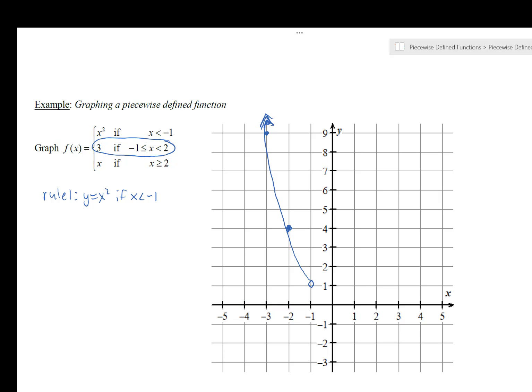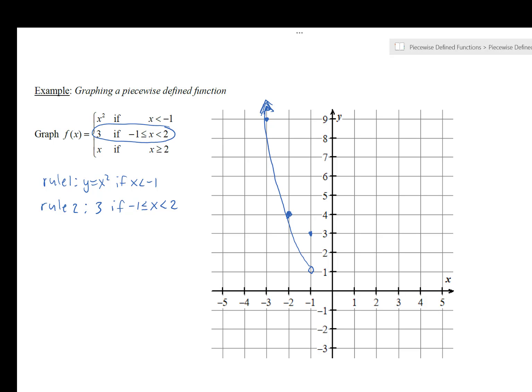Second rule, rule 2, is the rule just 3. And that's true if x is equal to negative 1 and all the way up to 2. So now, at x is negative 1, we're going to draw a dot at 3 as the output, because it obtains that value there. When x equals negative 1, the rule is 3. And then it's going to behave like 3 all the way in between negative 1 and 2.